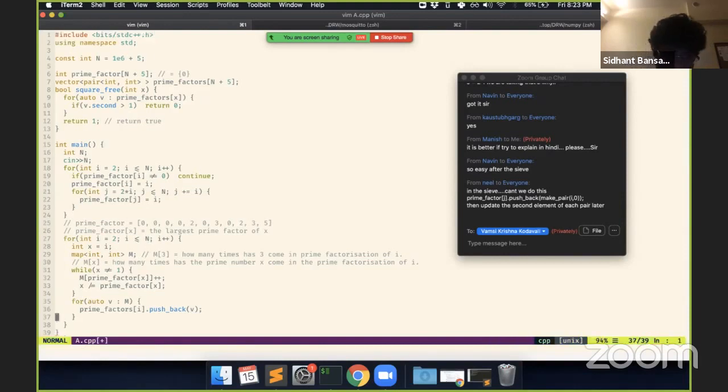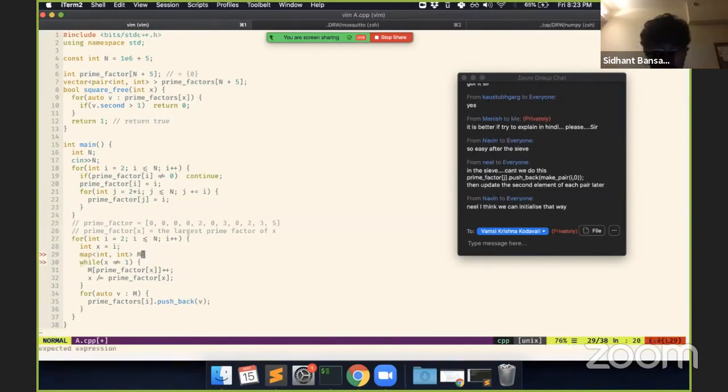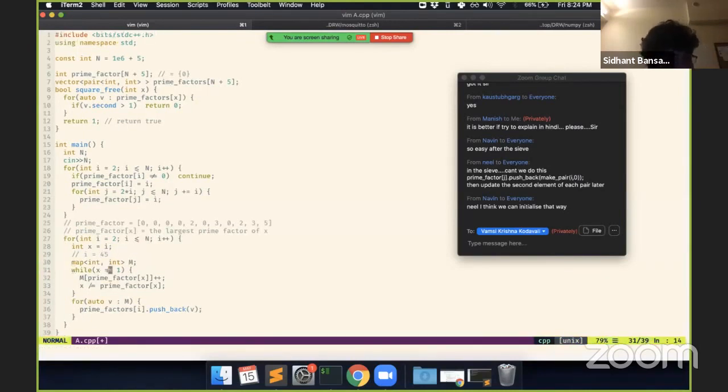Yep. So this is pretty much the code. I'll go through a run of an example. So let's say I is equal to 45. So x is also 45, right? Because I start x as 45. Now the map is empty initially. Till the time x doesn't go to 1, we run this thing.